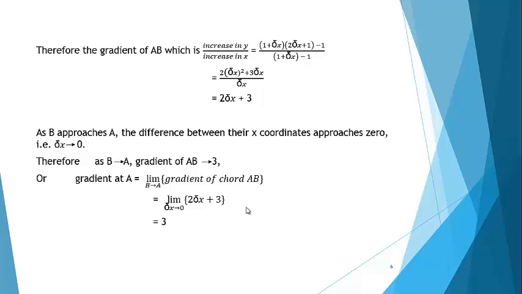So as B approaches A, the difference between their x coordinates approaches 0. So that is delta x tends to 0. As delta x tends to 0, in the expression 2 delta x plus 3, the 2 delta x goes to 0, and the answer for the gradient at A would be just 3. So we represent it as gradient at A equals limit of gradient of chord AB, where B tends to A. When B tends to A, delta x becomes 0, which means delta x tends to 0. As a result, the gradient at A becomes 3.